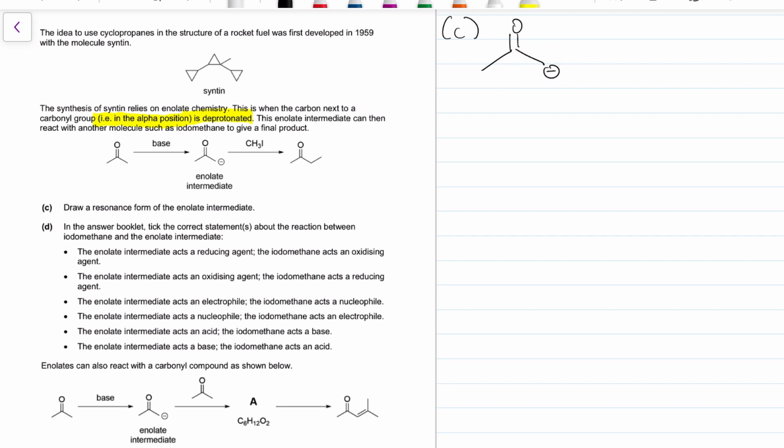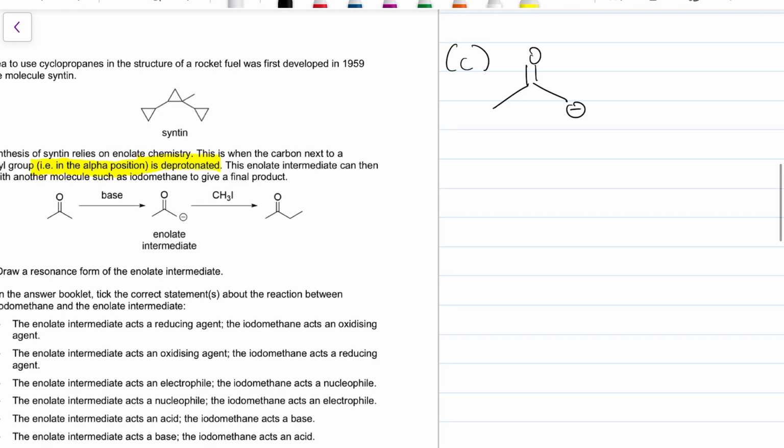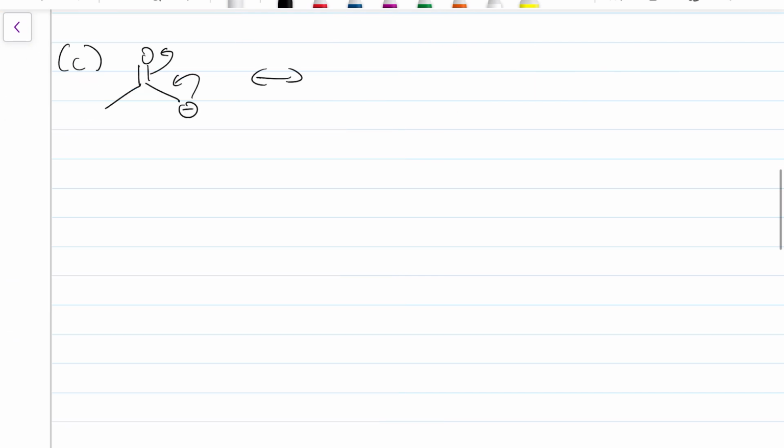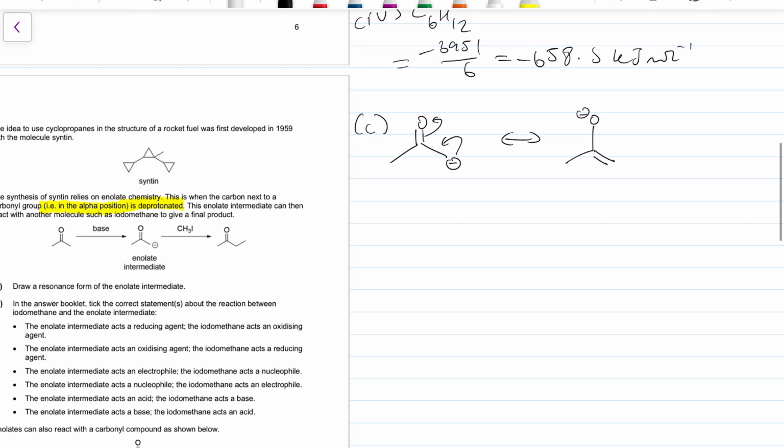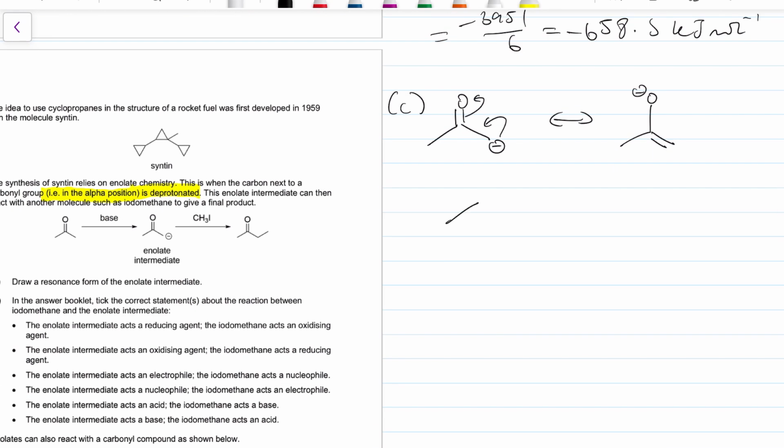So if you study resonance forms, you know it's quite simple. We can just draw these arrows and say the resonance form is this, with a negative charge on the oxygen. But what this really means, and maybe how you might work it out if you're a bit more unsure about resonance forms, is that it's really a hybrid of these two structures.